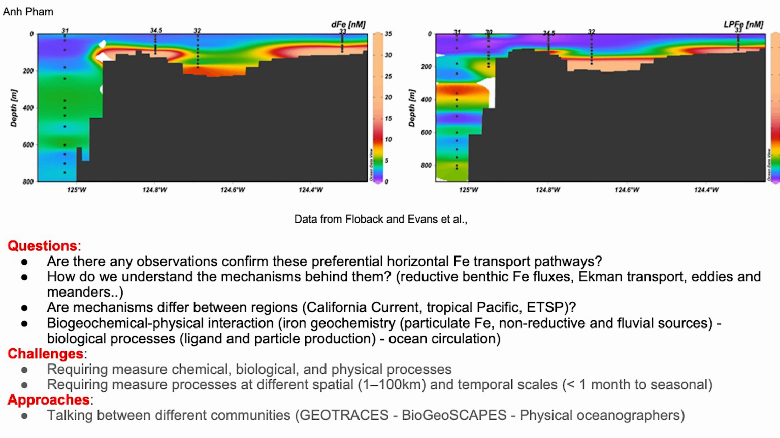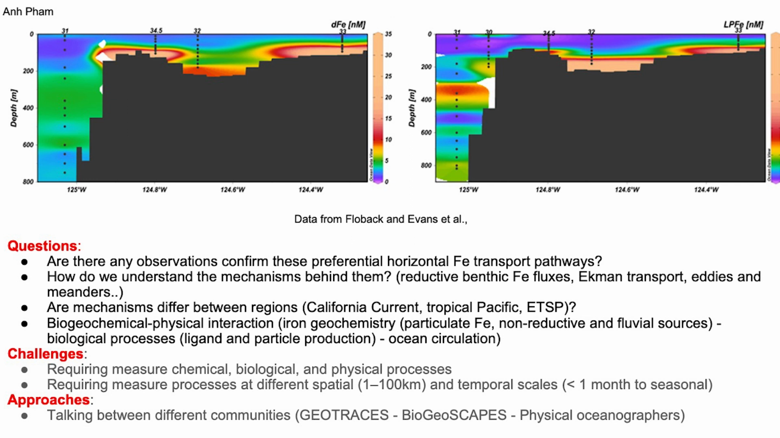First, are there any observations that really confirm this preferential horizontal iron transport pathway? The figure here is from the cruise along the coast of Oregon from Alexis Probak and Talia Evans in 2021. That's really showing iron plumes at 200 meters from the coastal area to the open ocean. And I think it's really important because at the end of the day, you have to have circulation that brings iron from the coastal area to the open ocean, where usually primary productivity is iron limited. And also, how do we understand the mechanisms behind this preferential horizontal iron transport pathway?